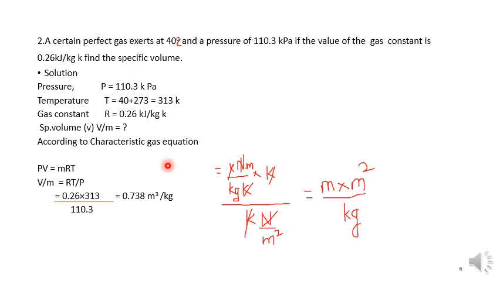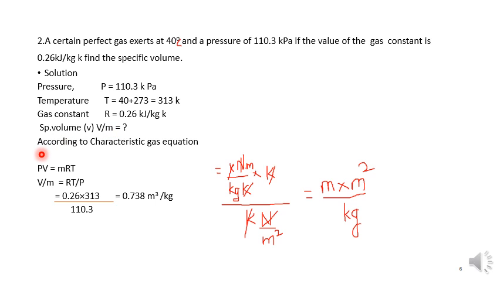In the problem they gave the temperature, pressure and the R value, and simply asked to calculate the specific volume. So I am writing: the pressure is equal to 110.3 kilopascals, temperature 40 plus 273, 313 Kelvin, R value 0.26 kilojoule per kg Kelvin. Specific volume is nothing but V by M, capital V by M.